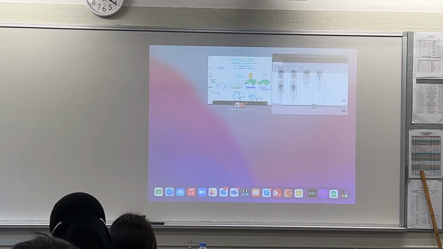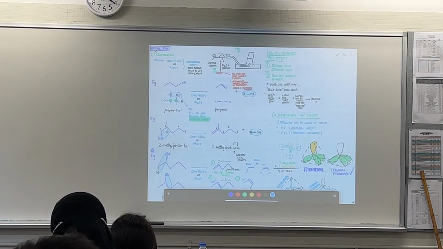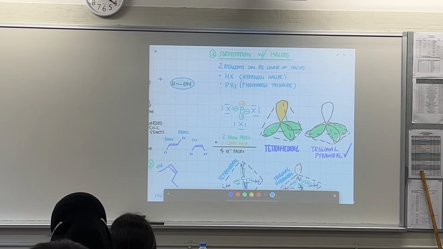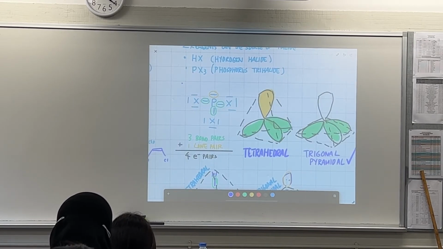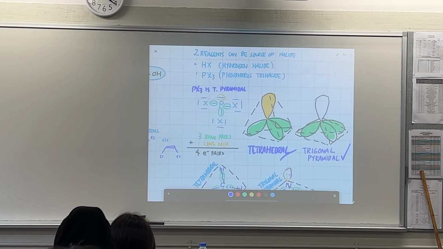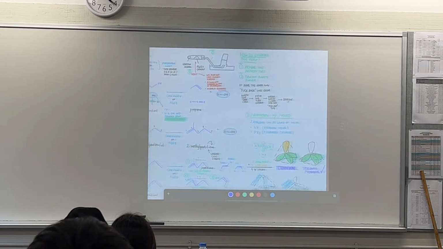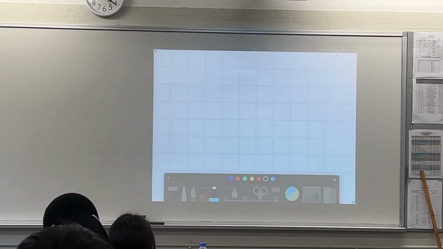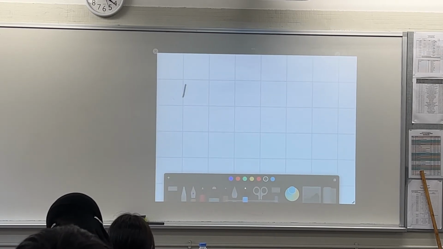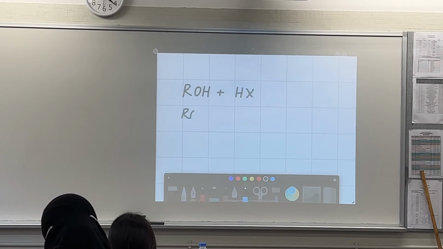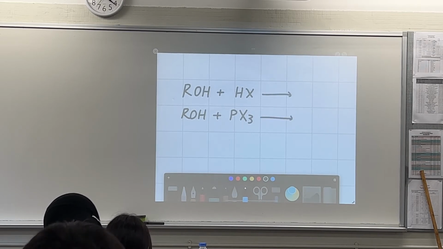So now let's take a look at the substitution with halide. There are two reactions. Okay, let me put down PX3 is trigonal pyramidal. Yeah, it is not tetrahedral. So on the next page we look at the reaction. When you react ROH with HX compared to when you react ROH with PX3, what kind of product do you expect to get?